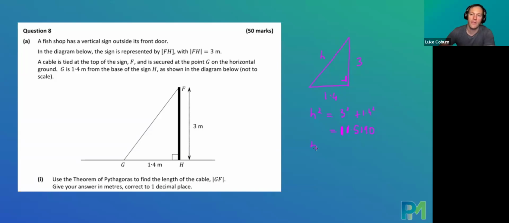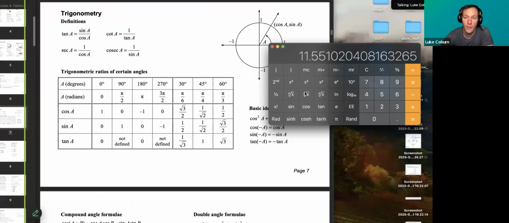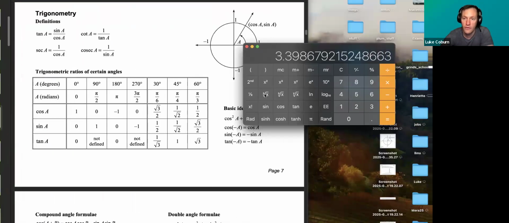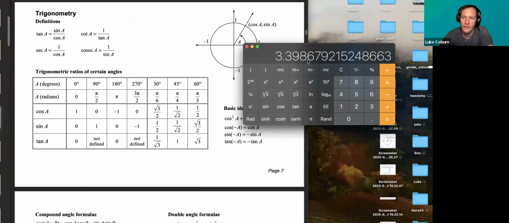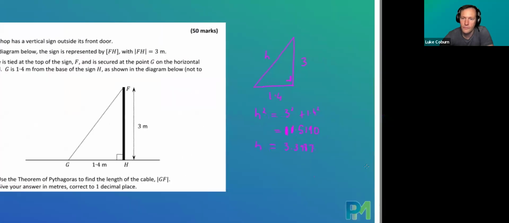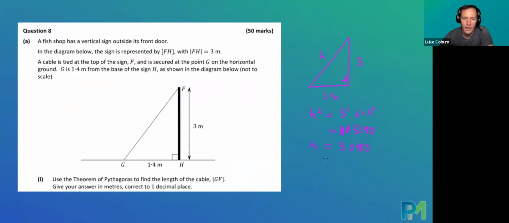So H squared is that, and then we have to take the square root of this thing. So it's 3.39867, so it's 3.3987. And then double check. 3.3987. Is that right? Yeah. Okay. And then the next one.